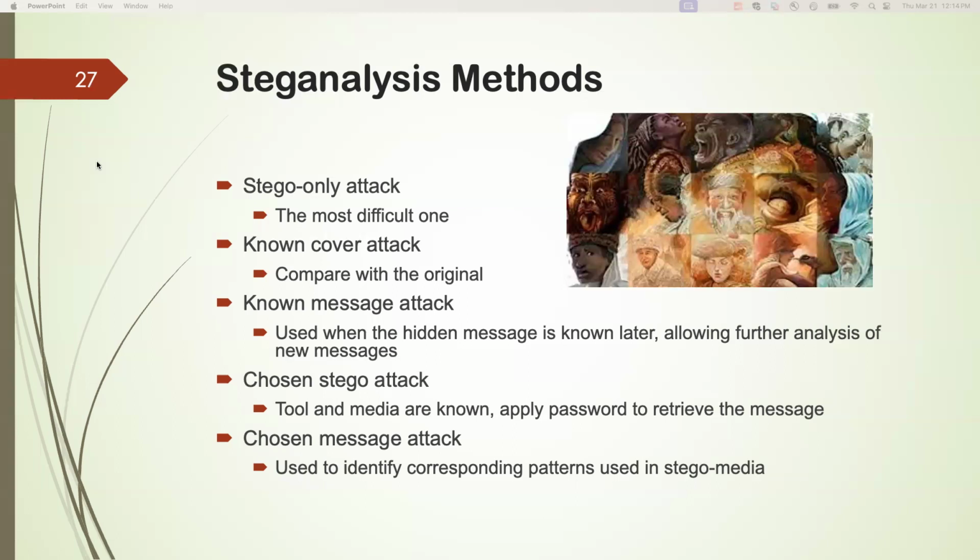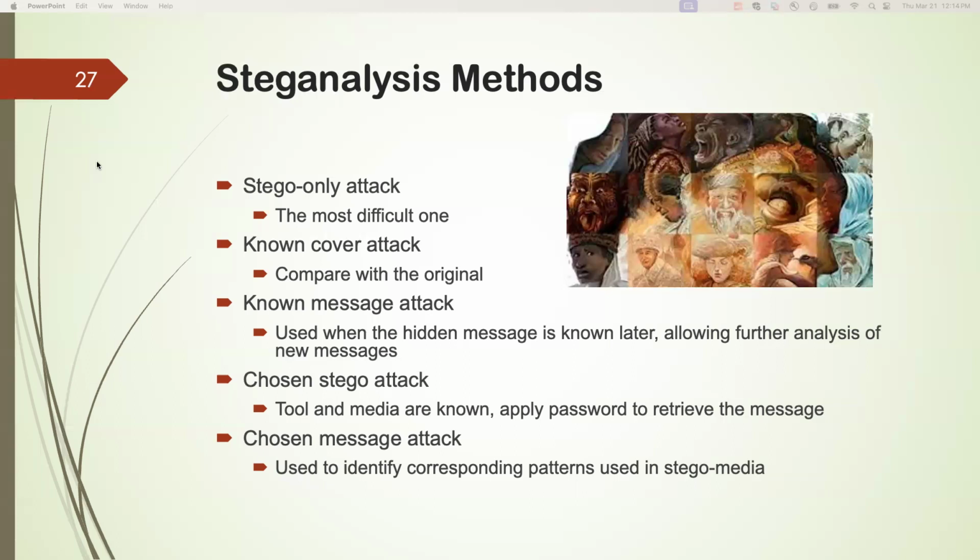and we can extract the hidden message part from that file. The third category is the known message attack. In a known message attack, we don't know the cover file or the steganographic tool that the suspect might have used, but we do know the hidden file or the hidden message in the stego file. In this case, we can search for the bits of the known message in these steganographic files and then extract them from the stego file.